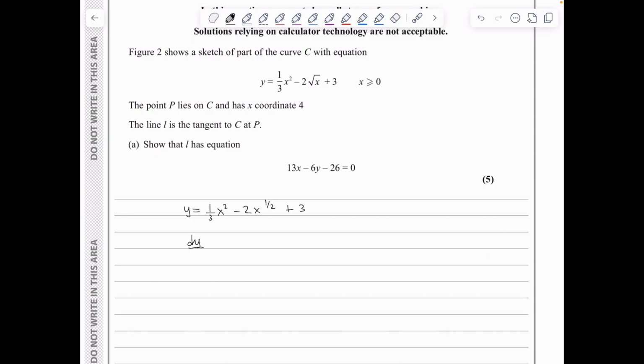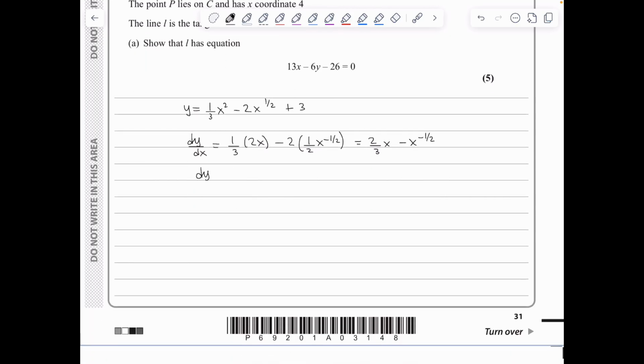I will proceed by finding an expression for dy/dx. So we bring the power down and we deduct 1 from the power. So it's a third times 2x minus 2 times a half x to the minus a half, and the plus 3 vanishes upon differentiation. This simplifies to 2 over 3 x minus x to the minus a half, and I will proceed in calculating dy/dx when x is 4. So I'm going to put x is 4, taking me to 2 over 3 times 4 minus 4 to the minus a half, which gives an answer of 13 over 6.